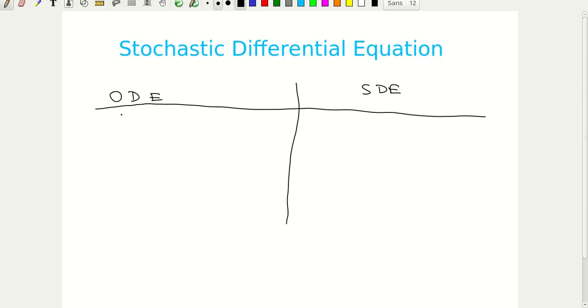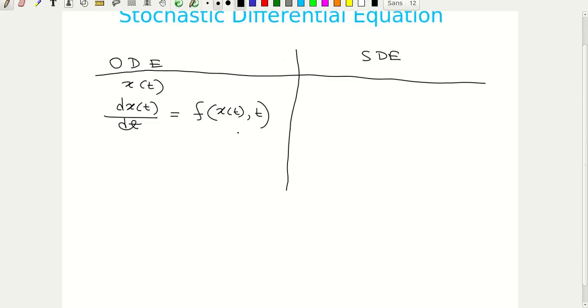So let's say you have a variable which is x of t, and the variable follows this differential equation, dx of t by dt, where this variable is a function of time, and the derivative of the variable is a function of x of t and t. Then we'll call it an ordinary differential equation, and this function is deterministic, and the solution is also deterministic.